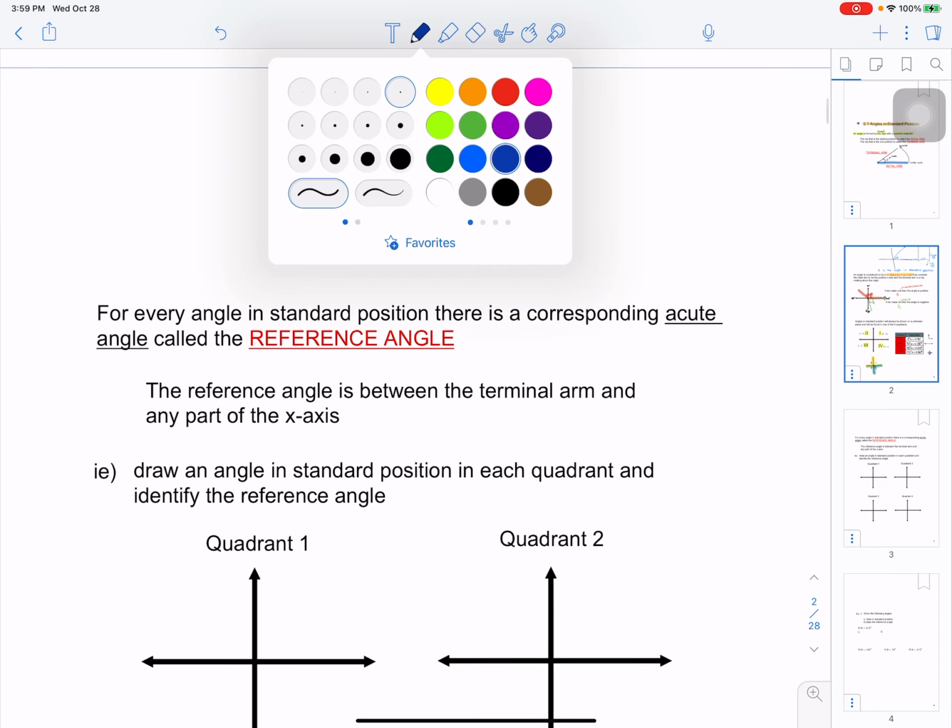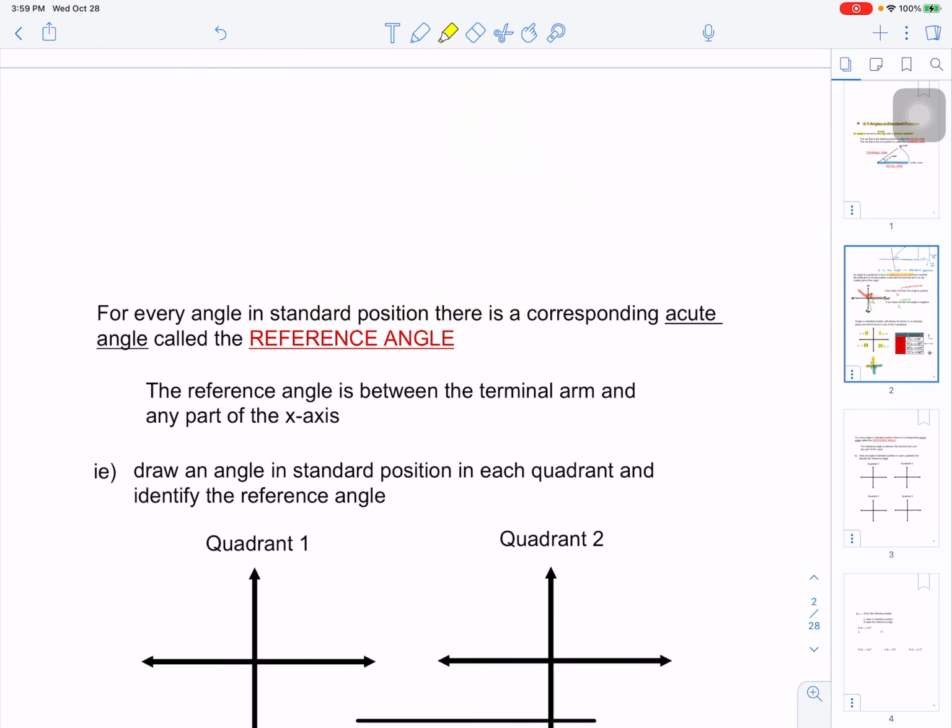Now, basically, for every angle that sits in standard position, so remember, standard position means I draw my coordinate axes, I start my initial arm, I move in a counterclockwise direction, and I stop somewhere. So for any angle that I form, there's always going to be an acute angle, and acute means less than 90 degrees. And this angle that's acute is called a reference angle.